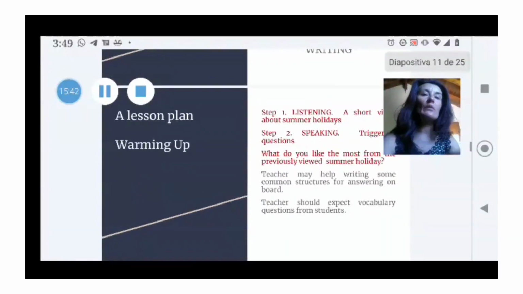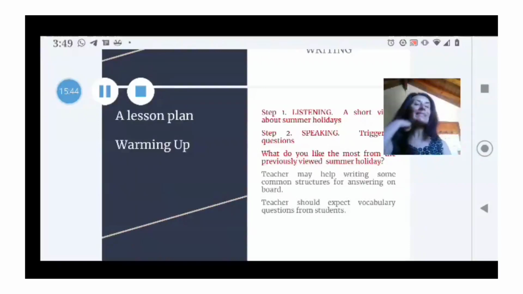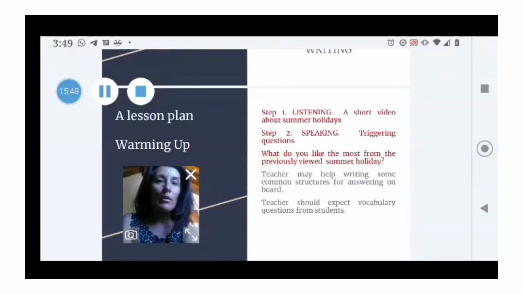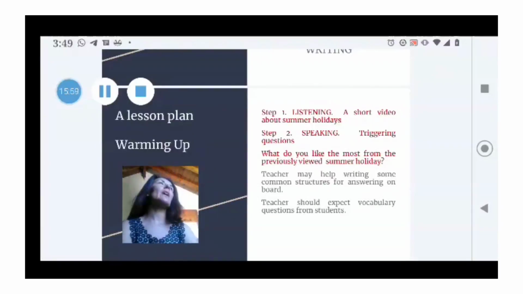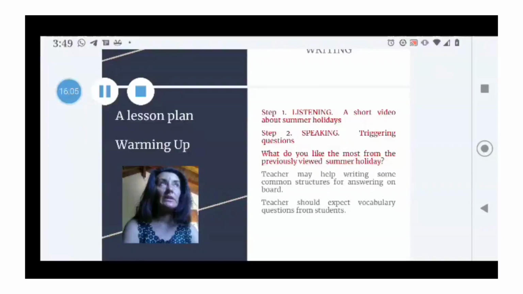A lesson plan. Well, now we go directly to my lesson plan. I am here. Okay, warming up. When we talk about warming up, it should be truly connected with the topic of the lesson. You may have a wonderful warming up, but if it is not related with the lesson, it's not successful. It has no use, okay?